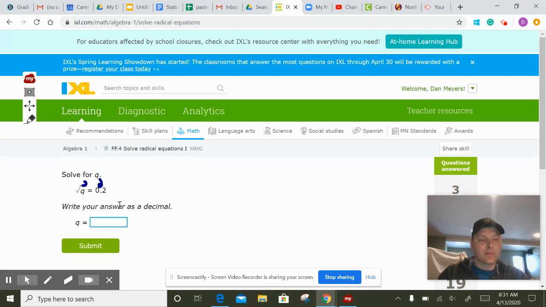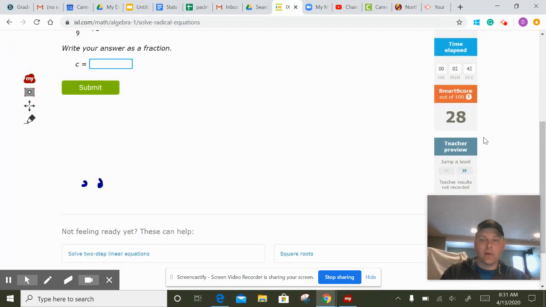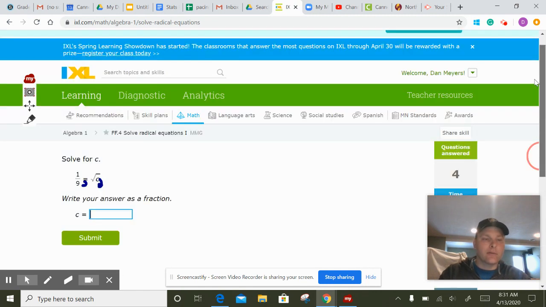I can actually leave those second powers up. 0.2 times itself. 0.2 times 0.2, that's 2/10 times 2/10. That makes 4 100ths, so 0.04, right? Okay. And it looks like we should be able to do pretty well on that skill. All right, we're already at 28 points there, and I got one of them wrong. So let's move on to skill FF5 now.